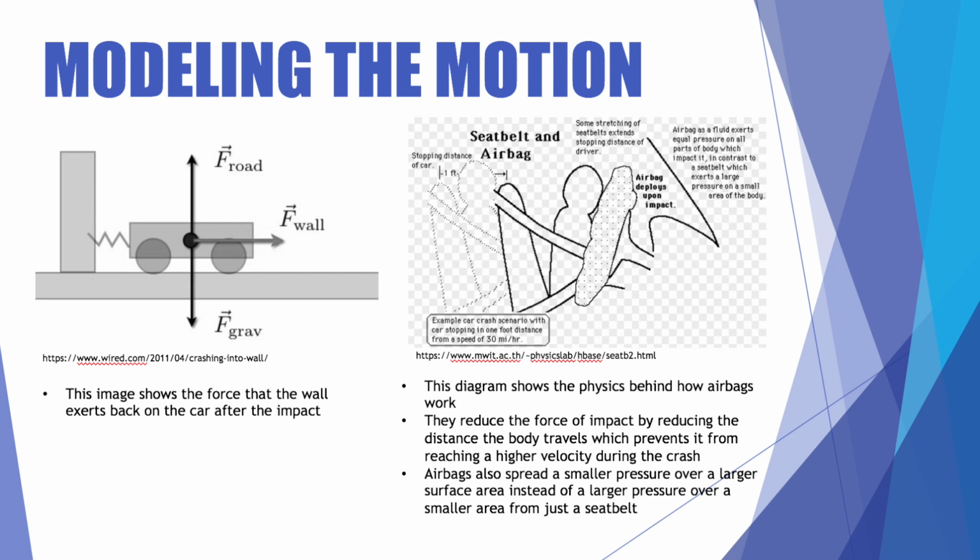On this slide, we're going to talk about the models that we used to reason through our experiment. So the first image shows the force that the wall exerts back on the car after the impact. That's going to show the spring concept. And then the second image is a diagram that shows the physics behind how airbags actually work. It's going to represent how the spring could be modeled like an airbag. And this talks about how airbags reduce the force of impact by reducing the distance the body travels, which prevents it from reaching a higher velocity during the crash.